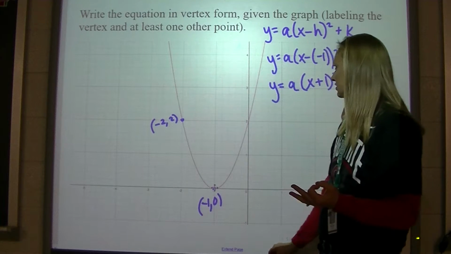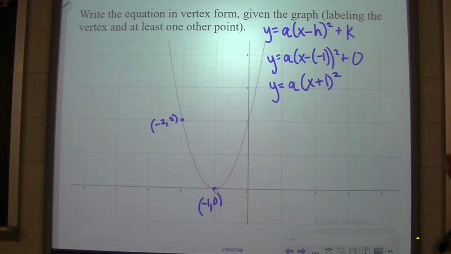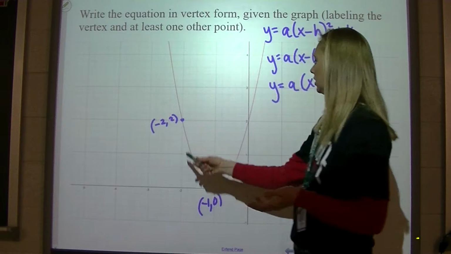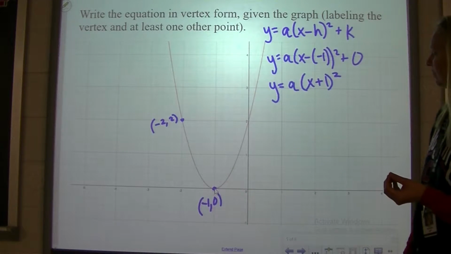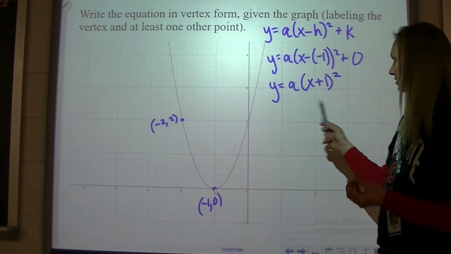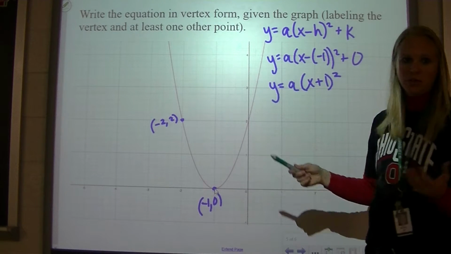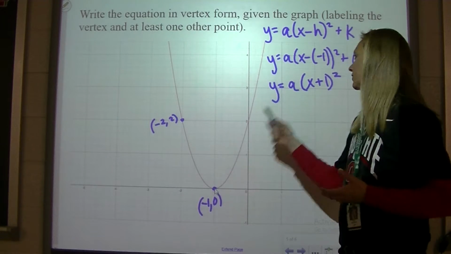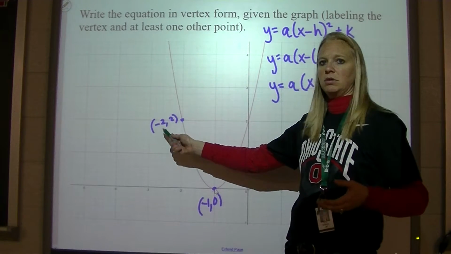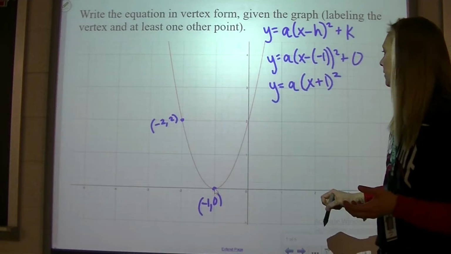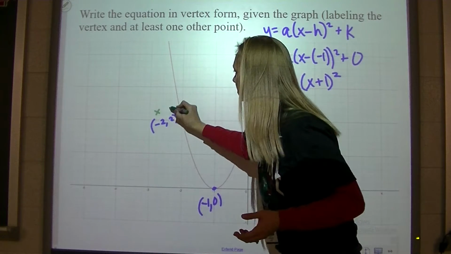So now it simplifies to y equals a times parentheses x plus 1 squared. But even though it looks like x and y are unknown, we still actually have a point that we can use, and it can't be your vertex point because that's not going to help us solve. It's going to make this 0, which would make a 0, and it's not going to work out. So you can't plug your vertex back in. That's where the other point comes into play. So you plug the other point in here for x and y. So obviously this is our x and this is our y.